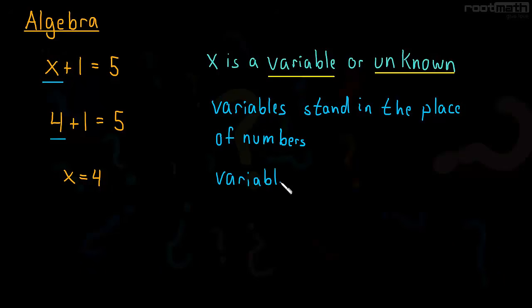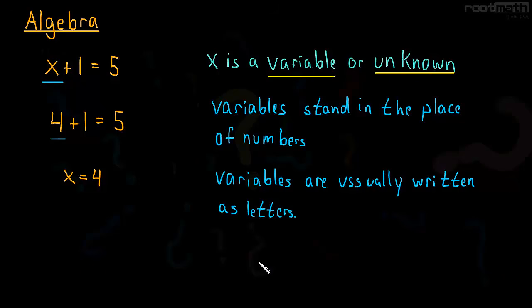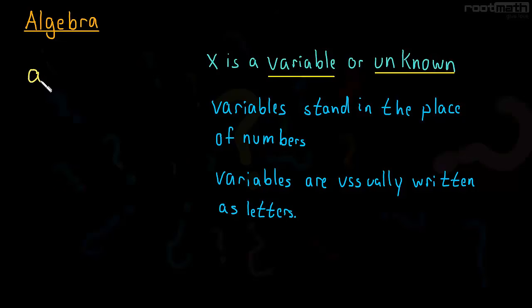Also, variables are usually written as letters of the alphabet. In this particular example, we chose the letter x. But it doesn't have to be x. And in fact, let's see another example of an equation with a variable. So how about a plus 10 equals 12?